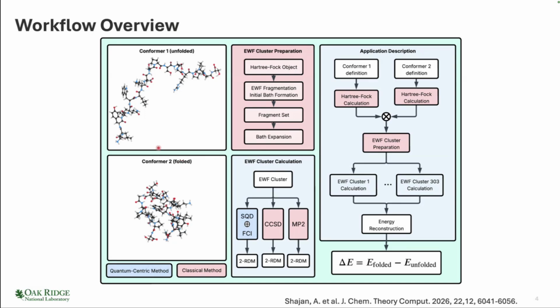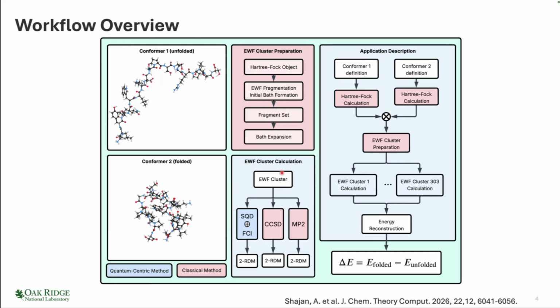Here we have one conformer, or geometric configuration, of our protein. Here's a second one folded, and what we're looking at from a chemist's perspective is the thermodynamics of this. We want to know what is the energy difference between these two structures. To go through this, we have methods that are purely classical in red, and methods that lean on our quantum processor in blue here. What we see is that we'll do some preparation to the fragmentation.